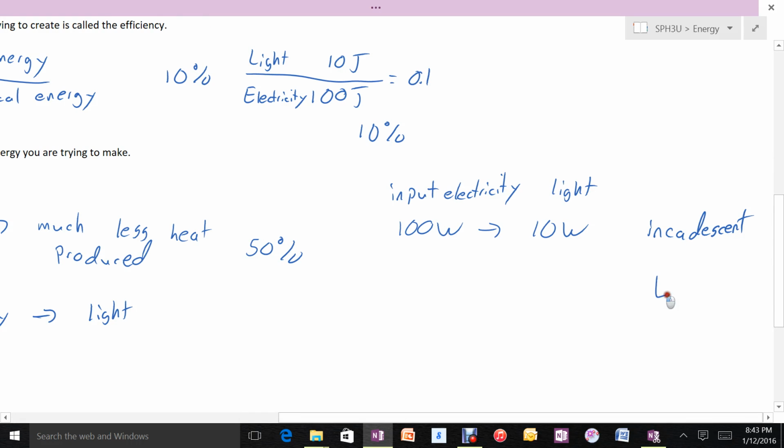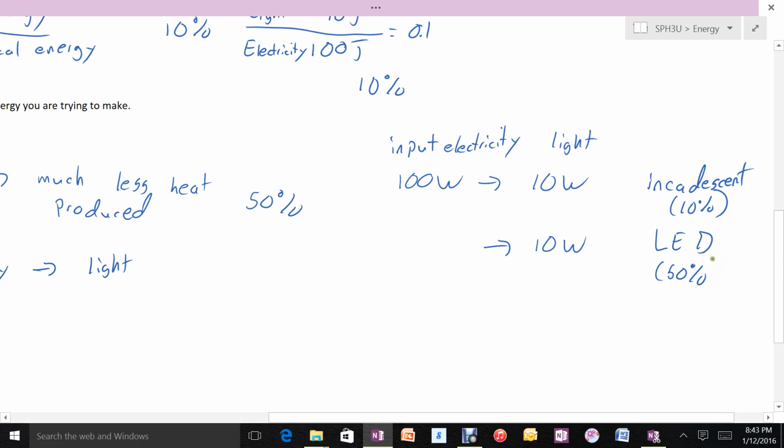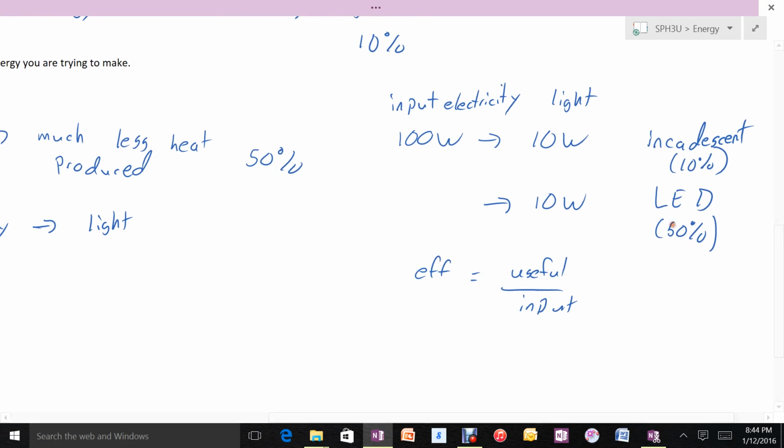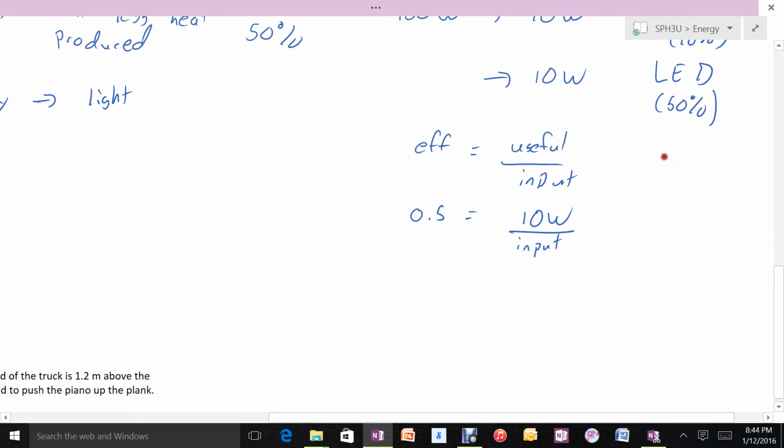Then if we switch to an LED bulb, where we've said, by the way, the incandescent has a 10% efficiency, if we switch to the LED bulb, we still only need the 10 watts of light output. What that means then is if the LED is going to be 50% efficient, then we say that efficiency is equal to the useful divided by the input. So we say our 50% efficient bulb only needs to produce 10 watts of light energy. Then what we can figure out from this is that the input energy would only need to be 20 watts.